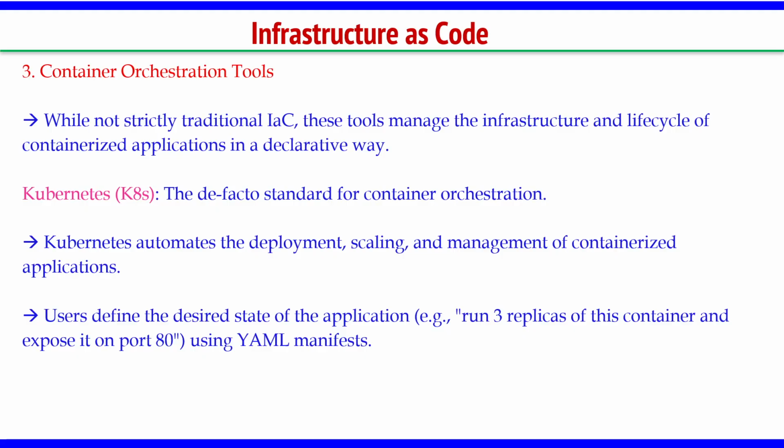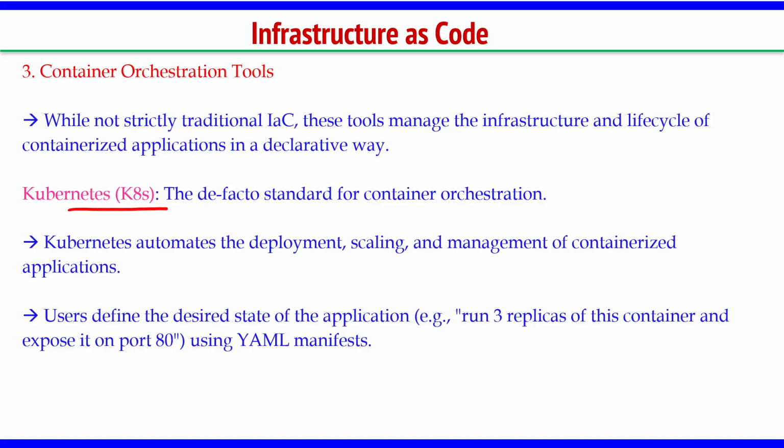Why? What does Kubernetes do? While not strictly traditional IaC, these tools manage the infrastructure and life cycle of containerized applications in a declarative way. That is what it is clearly telling. This Kubernetes is not a core IaC tool like Chef, Puppet, Ansible or Terraform. It is a multi-purpose tool. Kubernetes is not only a tool for IaC. It is used for multiple other purposes.